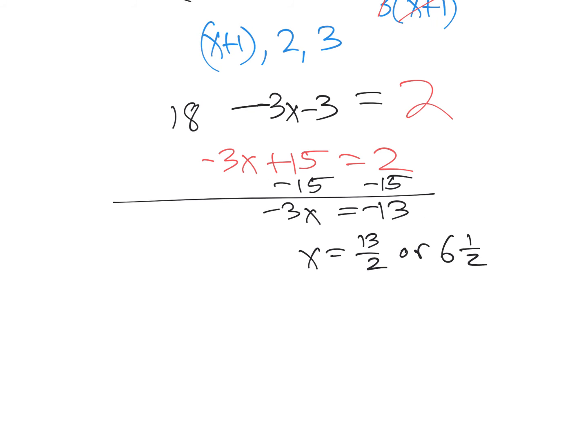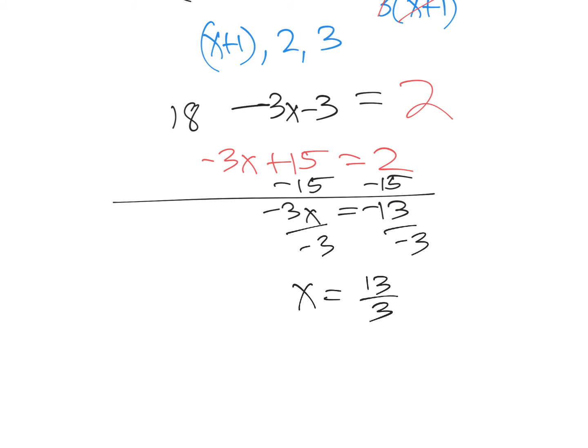Sorry. First mistake all year, right? So 13 thirds. So you get 4 1/3. Thank you.